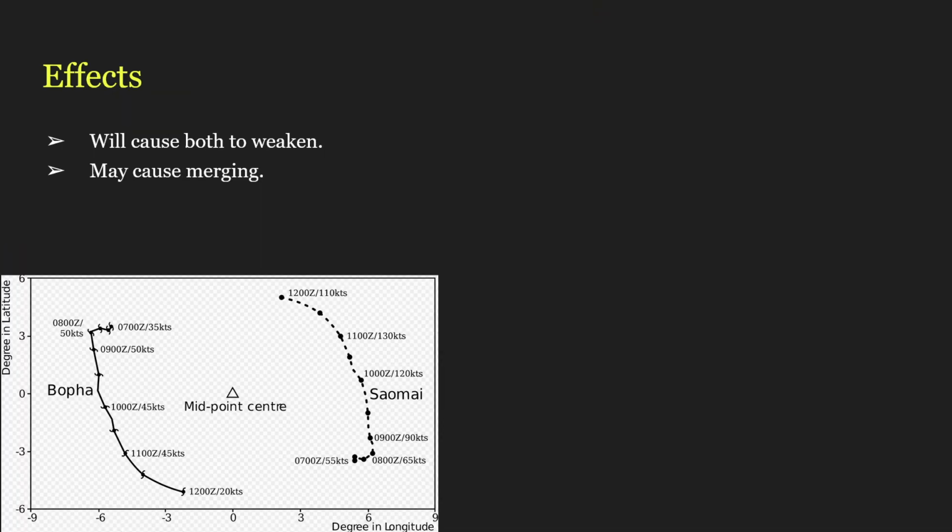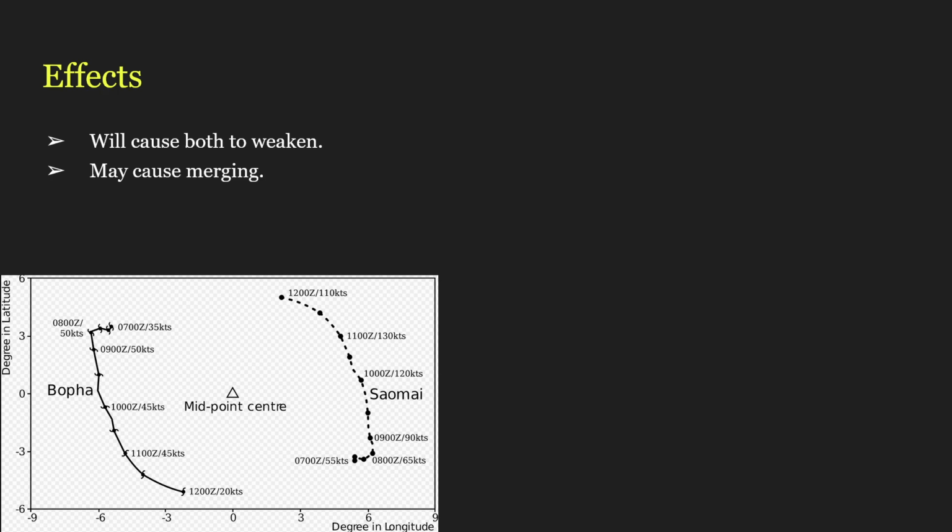Now, the effects of the Fujiwhara effect are very interesting. If they get close enough to each other, both storms will weaken. They will also most likely start to increase in speed as their rotations are affecting each other, almost like a gravity slingshot that you may have heard of that satellites use. So them circling around each other is going to cause them to speed up ever so slightly or majorly, again, depending on how close they get. And it may cause merging.